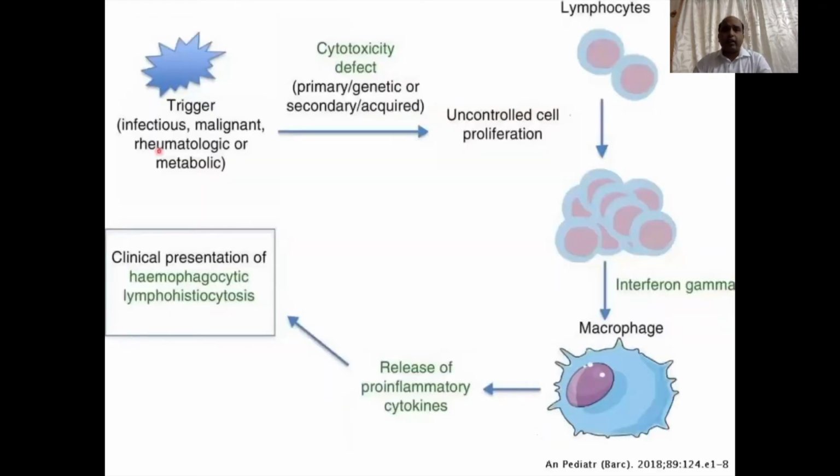I told you the trigger is either infectious or underlying malignant, rheumatological or metabolic condition. In the presence of a genetic defect, either subclinical or overt, it can lead to uncontrolled proliferation of lymphocytes, which leads to the production of interferon gamma. This interferon gamma causes more activation of the macrophage, and these macrophages produce different cytokines such as interleukin 1, TNF alpha, interleukin 6. Those are the main cytokines which cause the different clinical presentations of hemophagocytic lymphohistiocytosis.